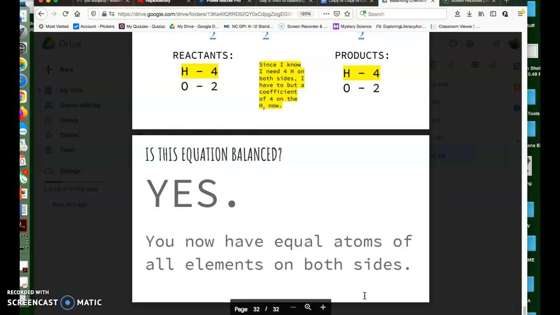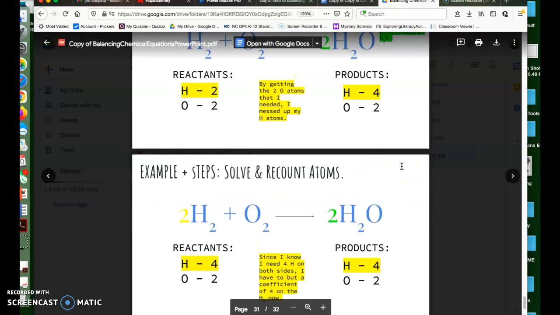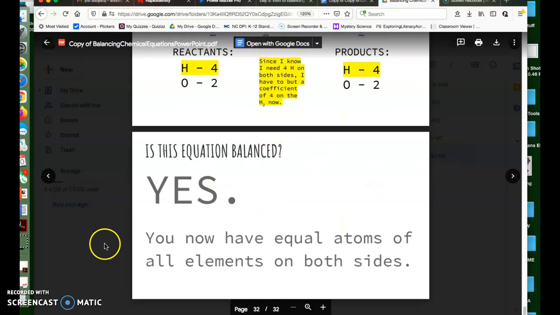So we're going to be going over this again and again and again for the next couple of days. This is just your first introduction to it. If you have any questions, email me, but we'll be doing more of this tomorrow.